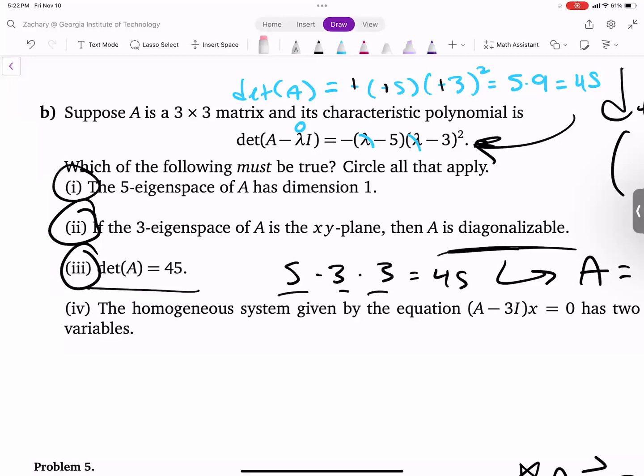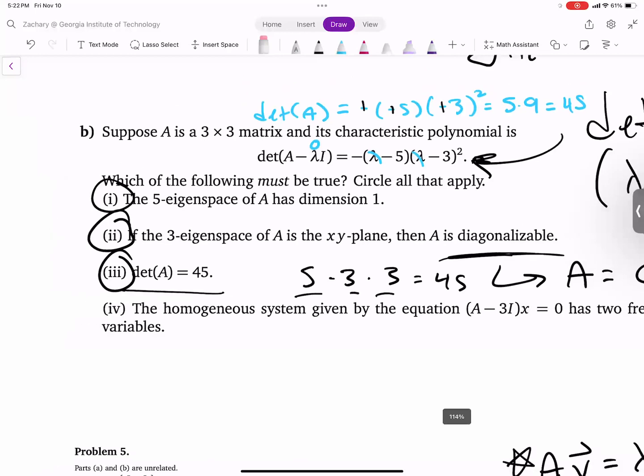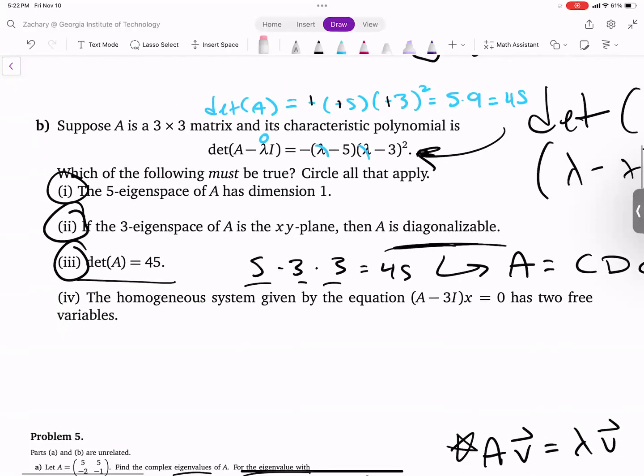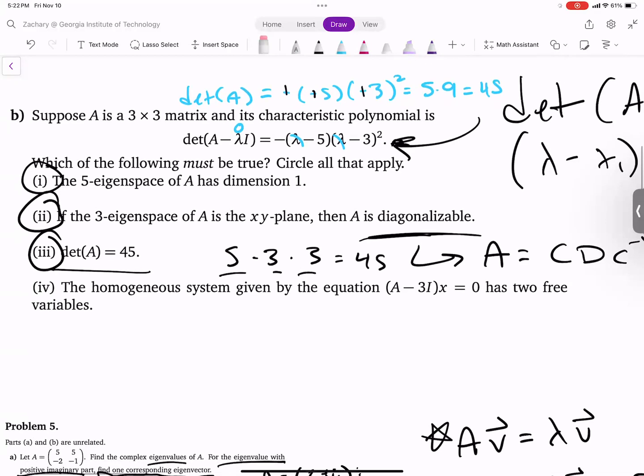Okay. All right. Any other questions so far? Okay. All right. Part 4 here says the homogeneous system given by the equation (A minus 3I)x equals 0 has two free variables. Okay, what is true of A minus 3I? What is true of this?